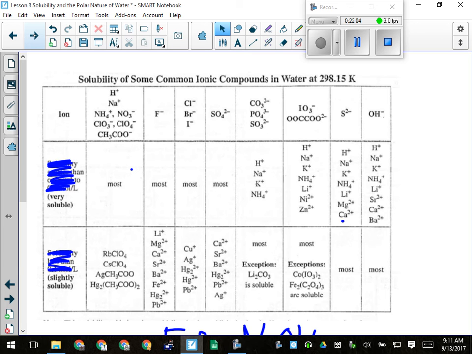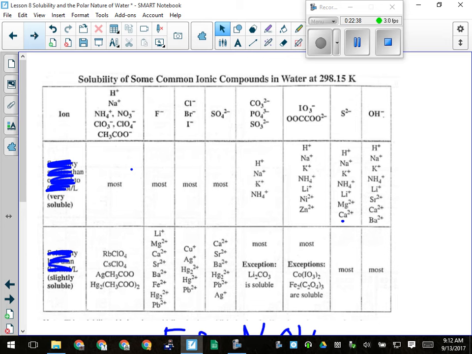This chart is on the back of your periodic table. If you take that out, you'll see a chart that looks like this one. This is the solubility of some common ionic compounds in water at 298.15 Kelvin. You don't have to worry about that. Like we said, we have to have a standard temperature for everything to have a fair comparison. We would also say at 1 atmosphere with no agitation.